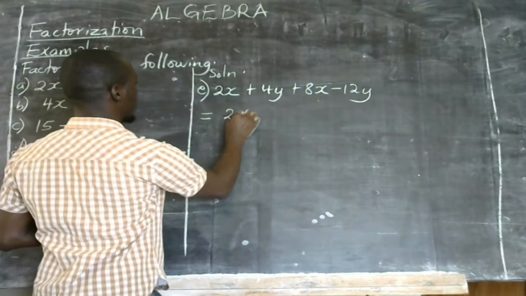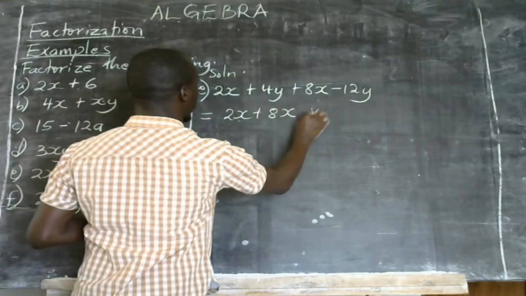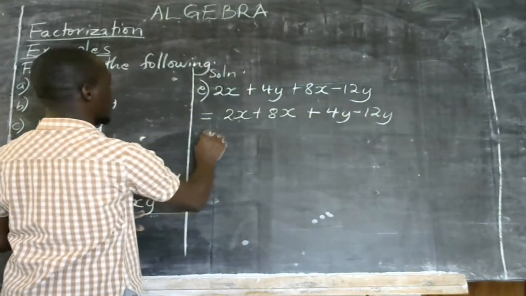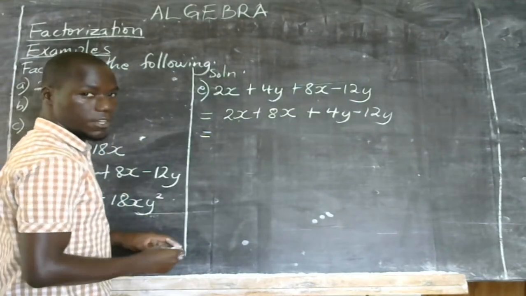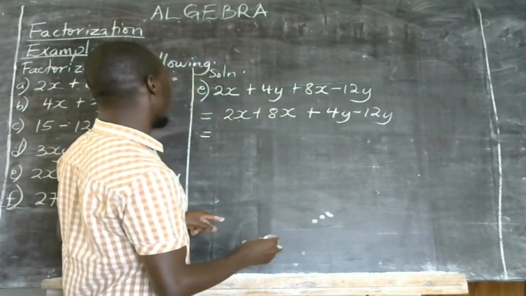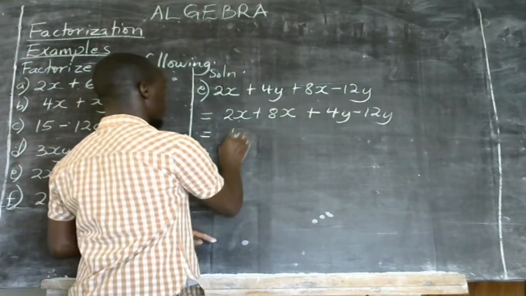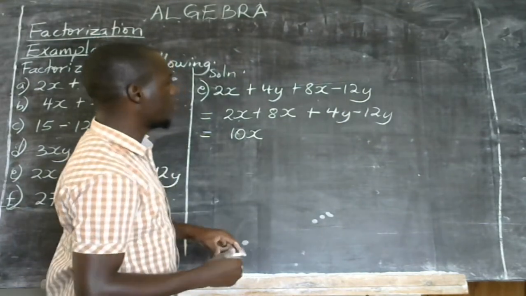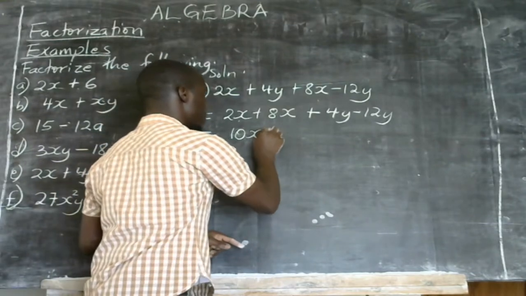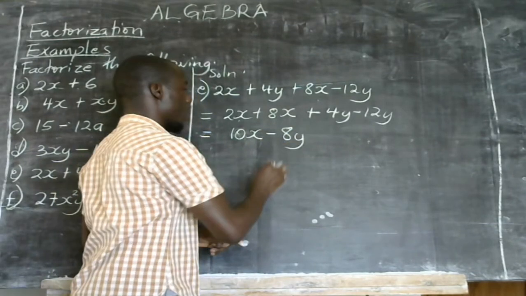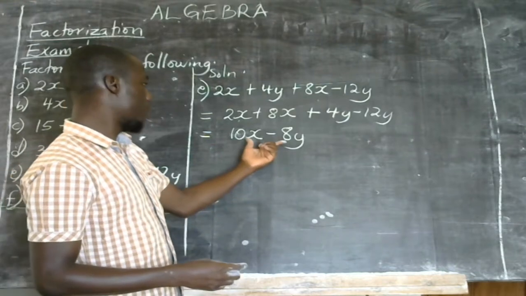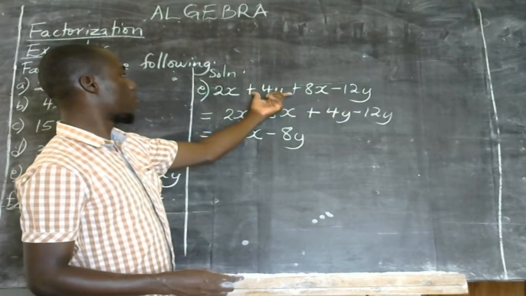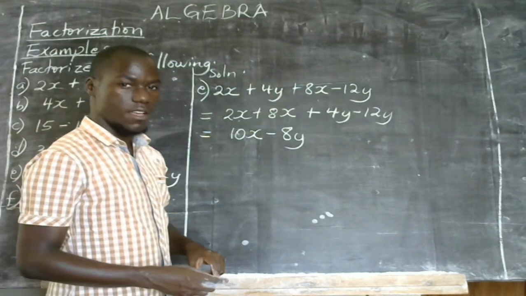So this is 2x plus 8x plus 4y, then minus 12. First doing the operation of addition, that gives me 10x. Then the operation of subtraction gives me minus 8y. So now I'm left with 2 terms. The question had given me 4 terms.